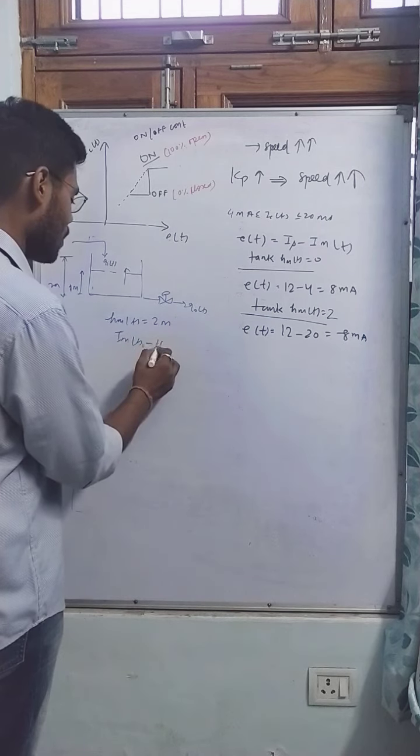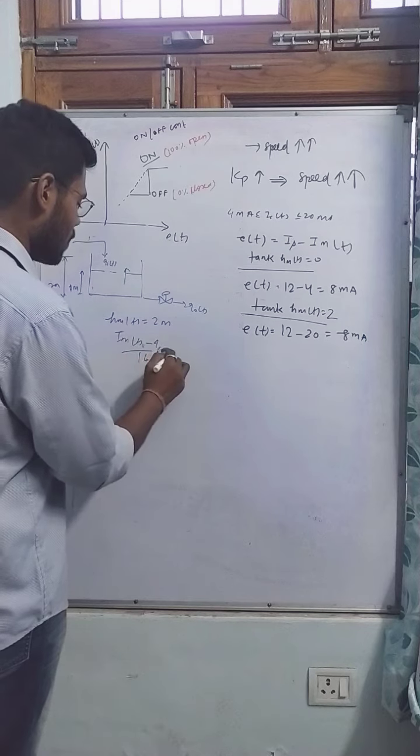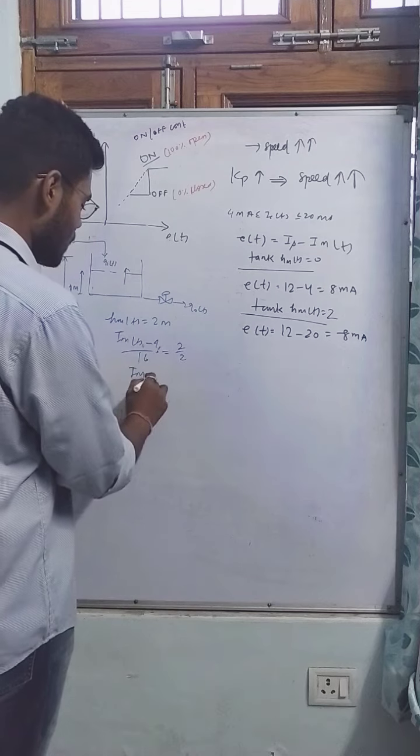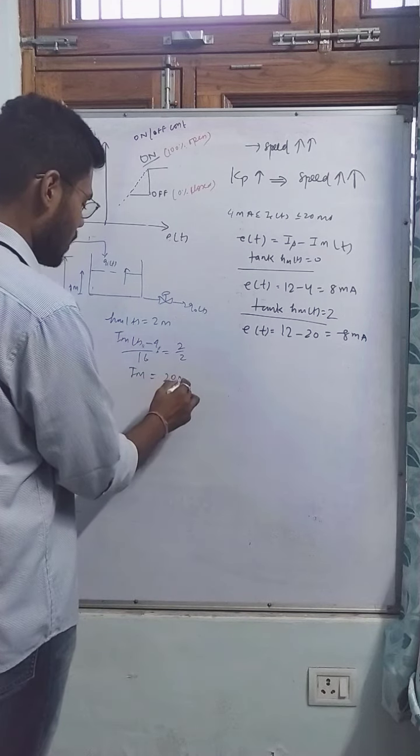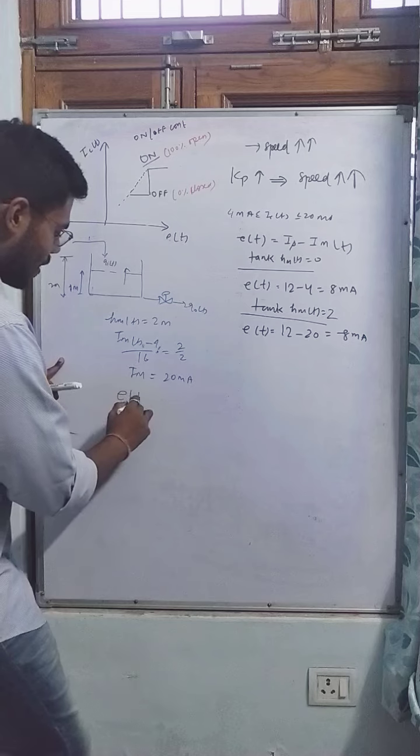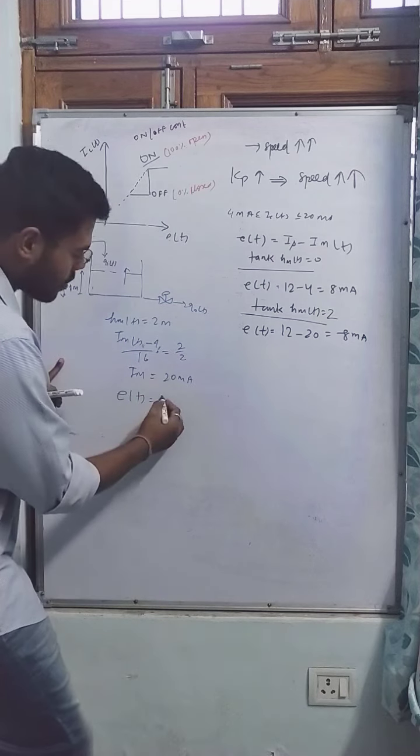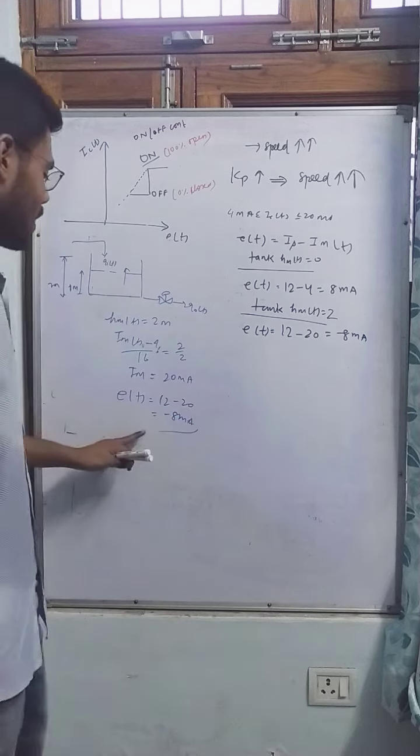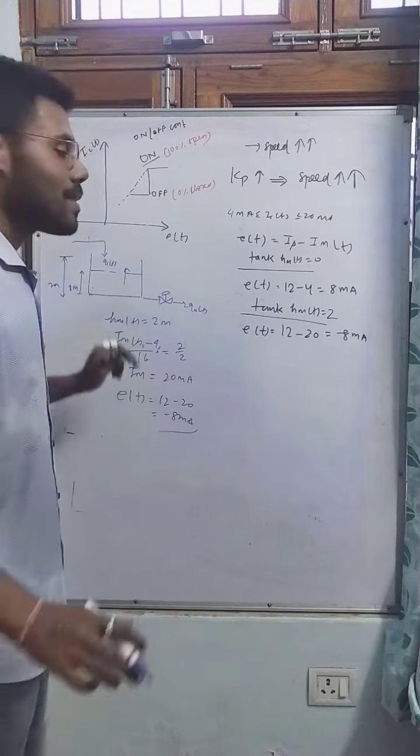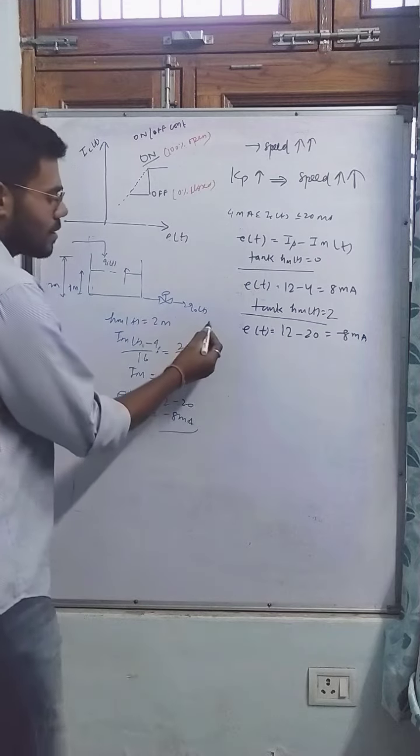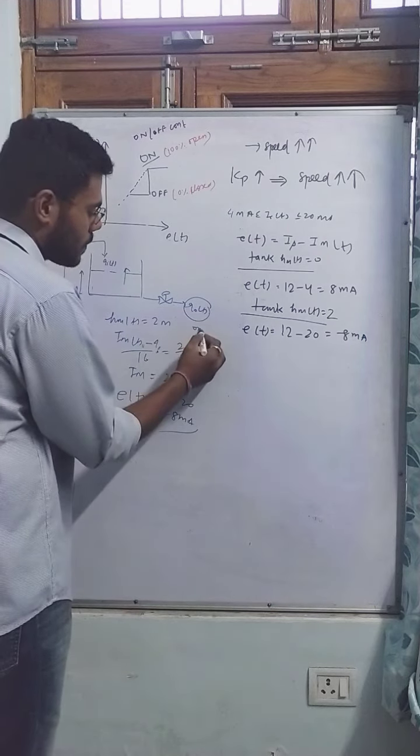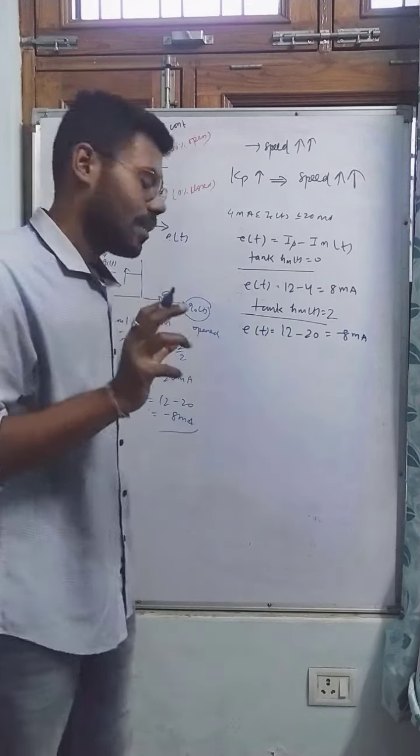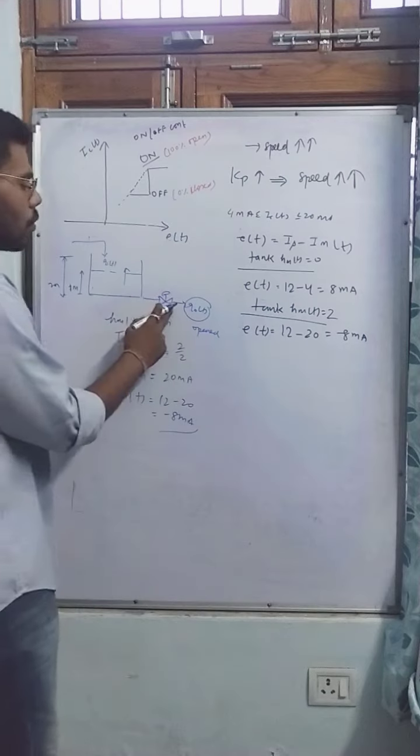IMT minus 4 by 16 equal to 2 by 2. Yes or no? So IMT is 20 milliampere. In that case, what will be the error? Set point is 12 minus 20, that is minus 8 milliampere. That means the error generated is minus 8 milliampere. That means inverse action will take place. In that case, this valve will be opened and the excess liquid will be discharged through this valve.